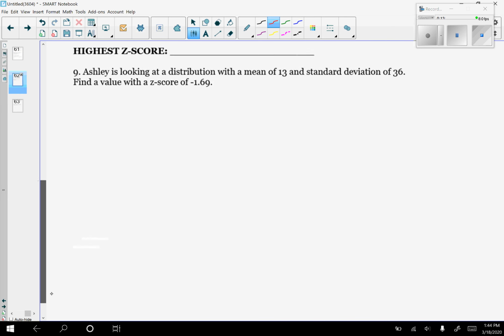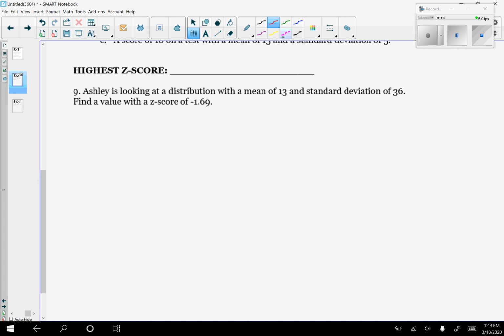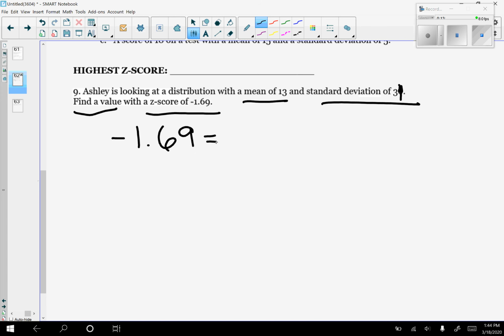Now, let's look at this problem here, and I want to change this real quick to 34. This is a little bit of a different problem, but they give you the z-score, so it's kind of like the other problem we just did. Ashley's looking at a distribution with a mean of 13 and a standard deviation of 34. Find a value with a z-score of negative 1.69. So they're giving us the z-score, negative 1.69. And we know our formula is our score, which we don't know, that value, minus our mean, which is 13, all over our standard deviation, which is 34.